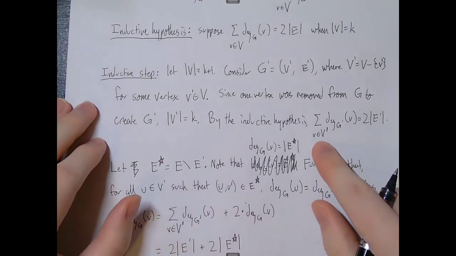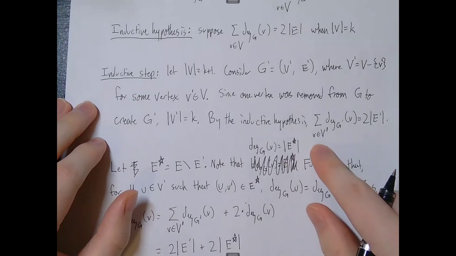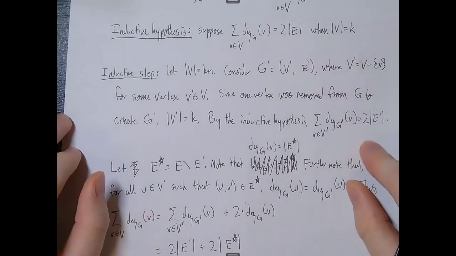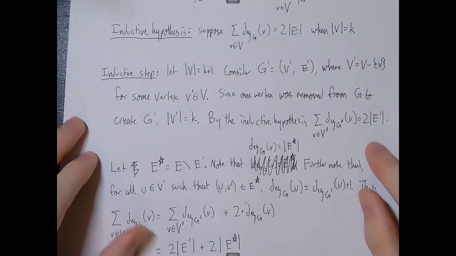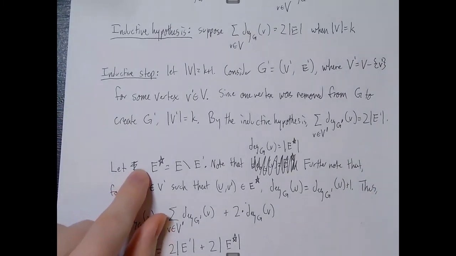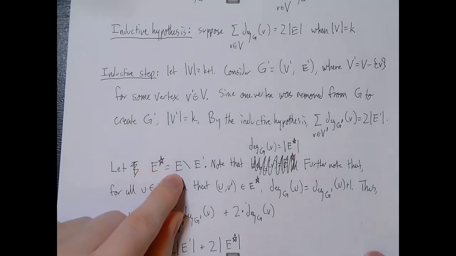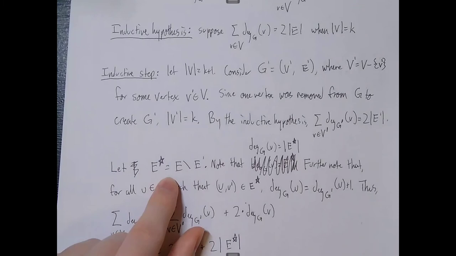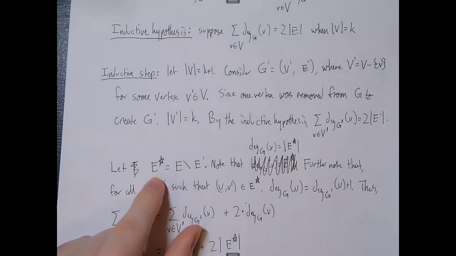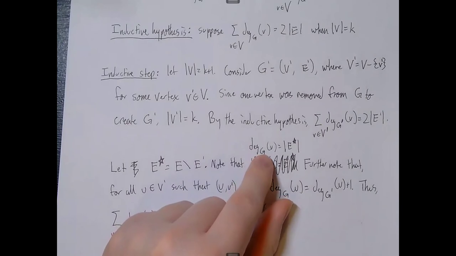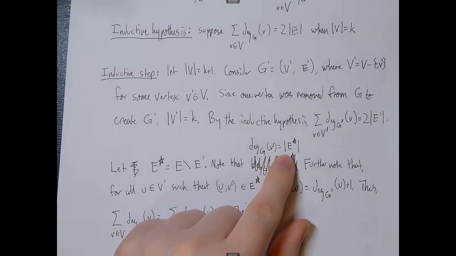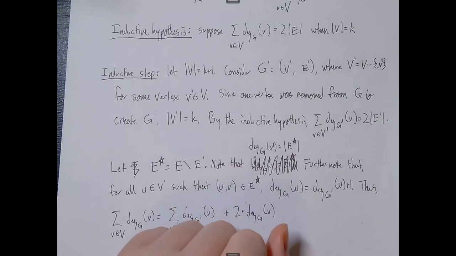By our inductive hypothesis, we know that the sum over all vertices v in our modified vertex set of the degree in G prime of each of those vertices is equal to 2 times the size of our modified edge set. Now, I've defined E star to be the edge set of G minus the edge set of G prime. These are all of the edges in E star, all of the edges that are connected to our special vertex v prime. So the degree in G of v prime is equal to the number of edges in E star, since E star contains all the edges that are connected to v prime.